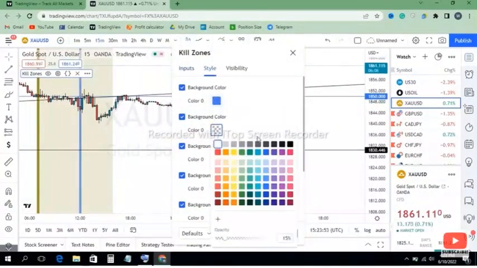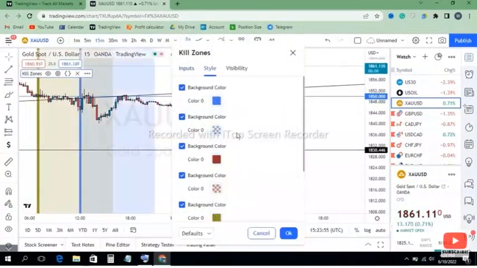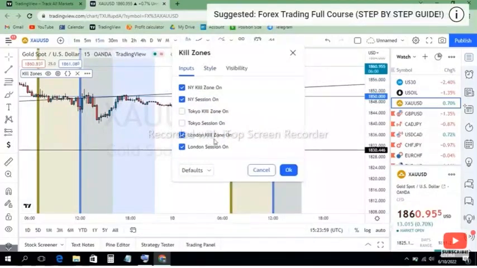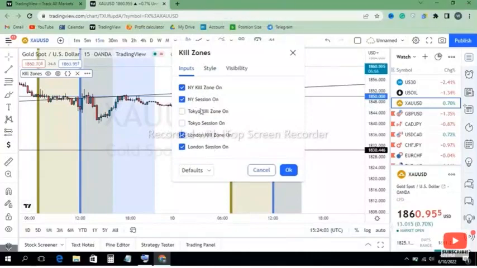So basically, I'll be trading New York session and London session. That means I could have some trades running from London session till New York session before I close them out. So for the New York session, the background is blue. This is the blue line I'm seeing over here.